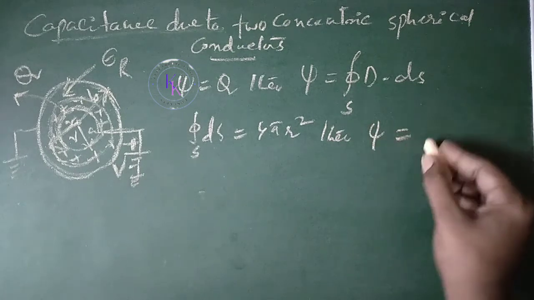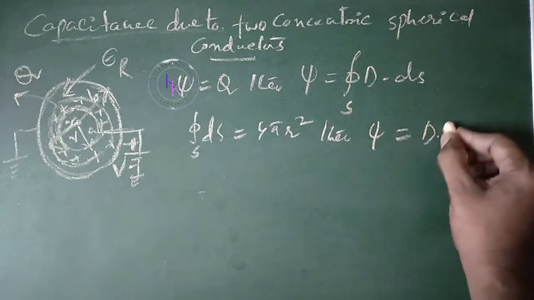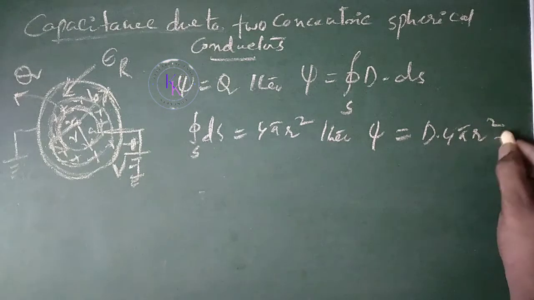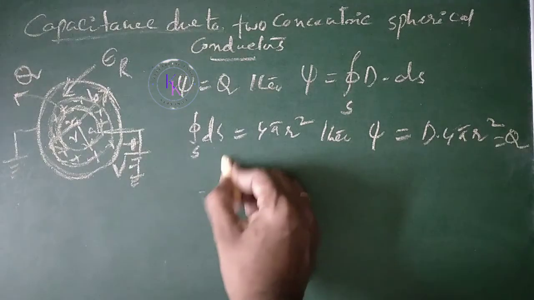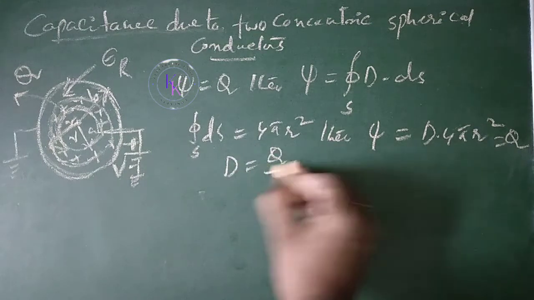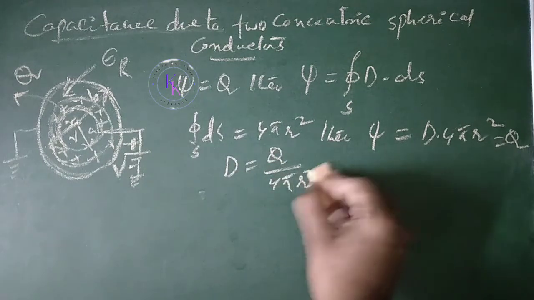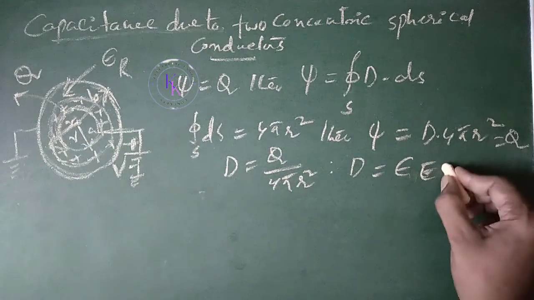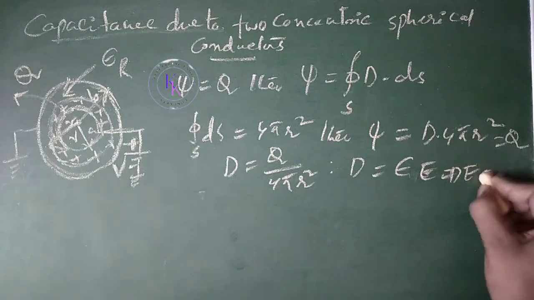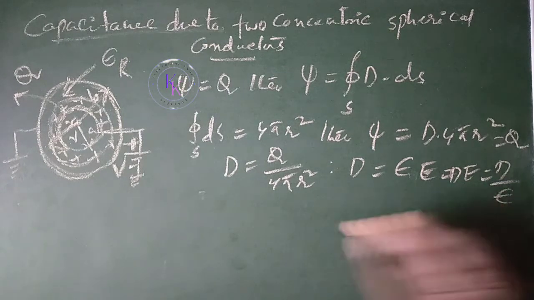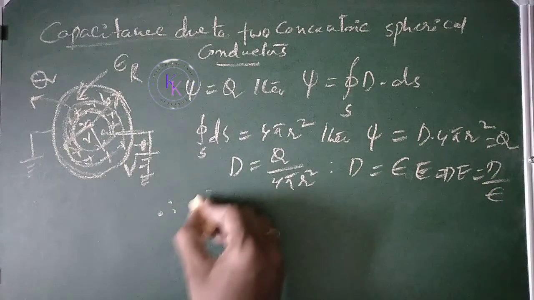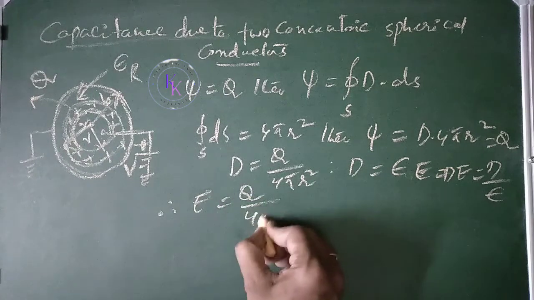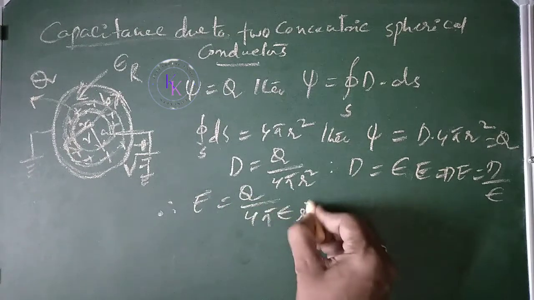Then total flux equals D times 4 pi r square, which equals Q, and D equals Q by 4 pi r square. We know D equals epsilon E. From this, E equals D by epsilon. Therefore, E equals Q by 4 pi epsilon r square.